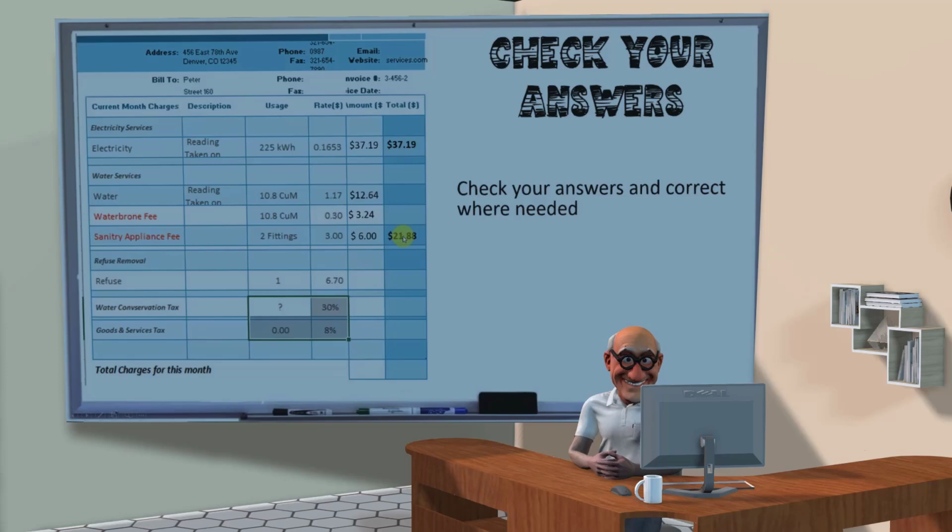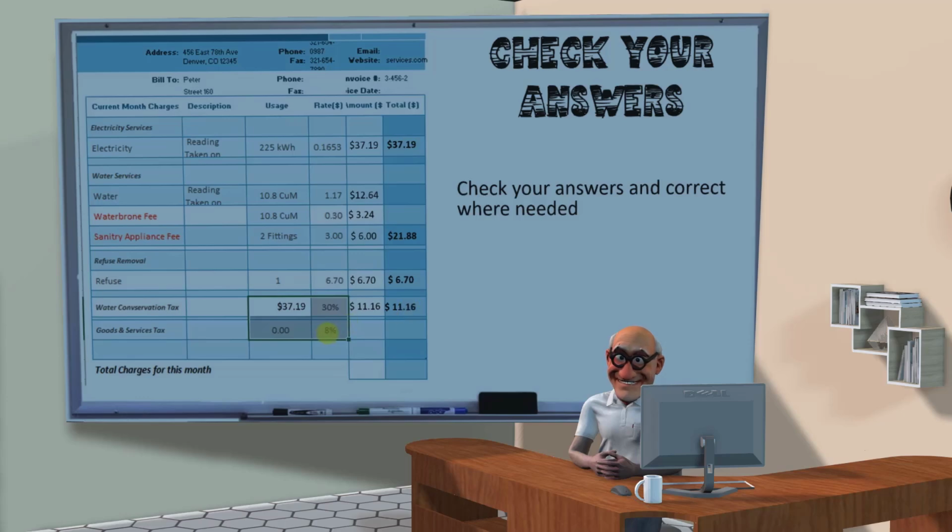But you must remember that when we're working out our total goods and services tax, to exclude these two over here, you don't put them in. Righto. The refuse removal, so 1 by 6.70 is 6.70. And then of course the water conservation tax is on the total amount, it's 30%, which then gives us $11.16. Well, that's quite a lot just because you're using water.